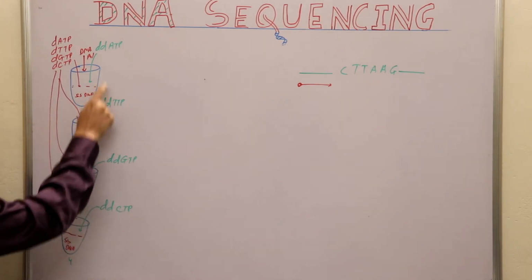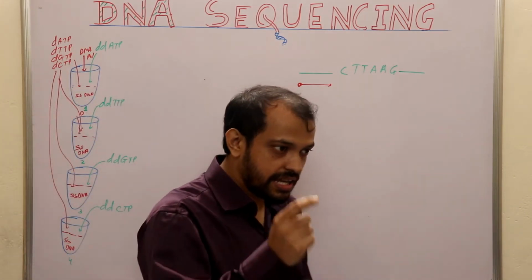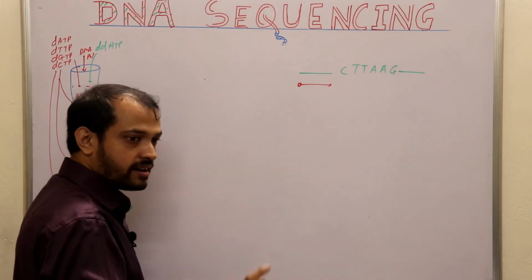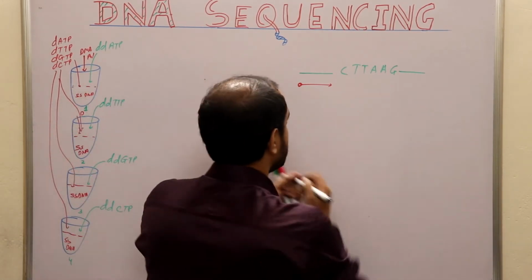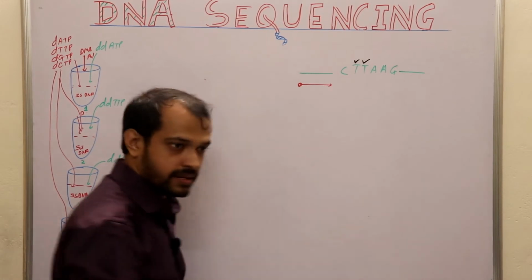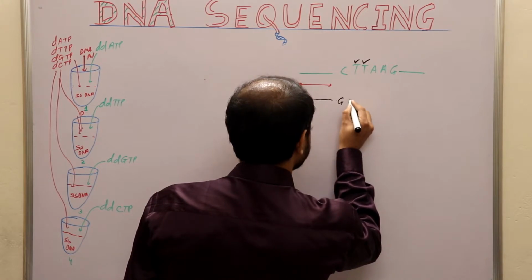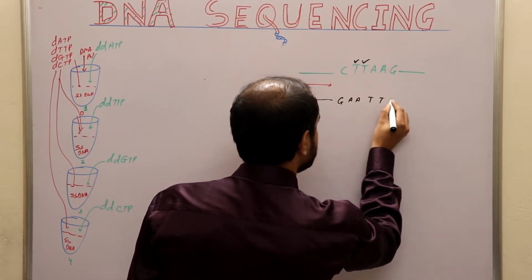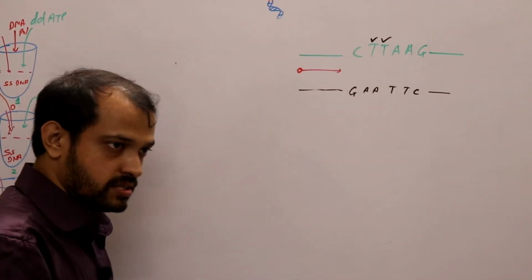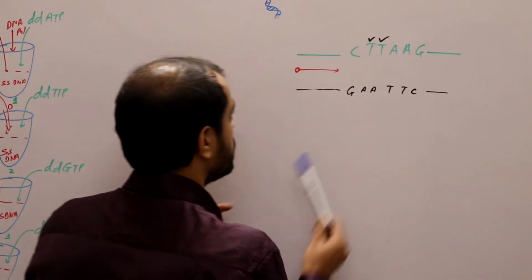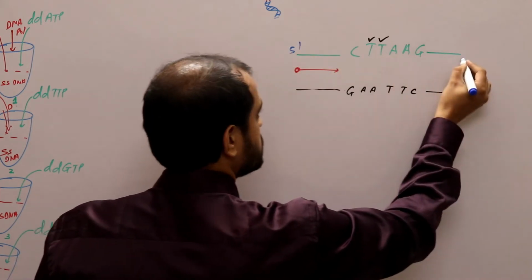In the first test tube, we have added what? ddATP. That means what? Listen. Where are T present in this particular sequence? Here and here, right? Opposite to T, what will be, this will be G, A, T, T, C, right? This will be a sequence. Now listen. Where are T present? Here and here, right? This is a 5 prime. This is a 3 prime.